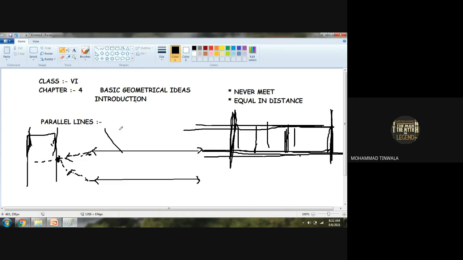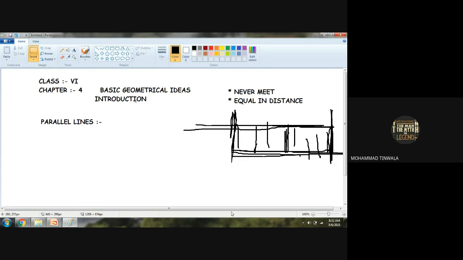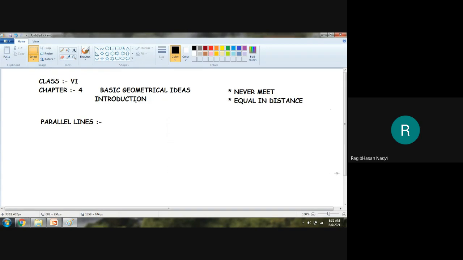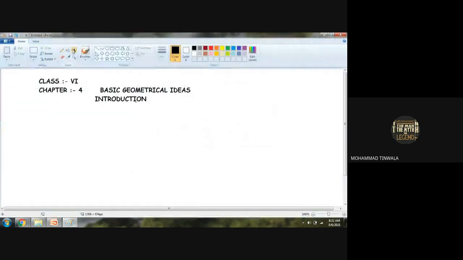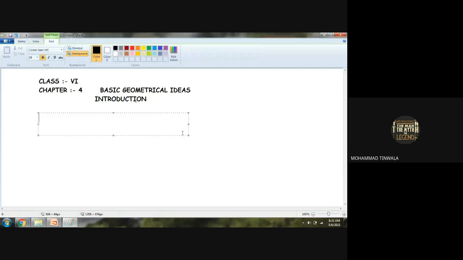So this is not said to be parallel lines. Parallel lines are always found as they will never meet each other. And another point, they always have an equal distance in between. Is that clear, boys? Very good. Chalo, we are completed with our parallel lines. Now curves. The new topic is curves.